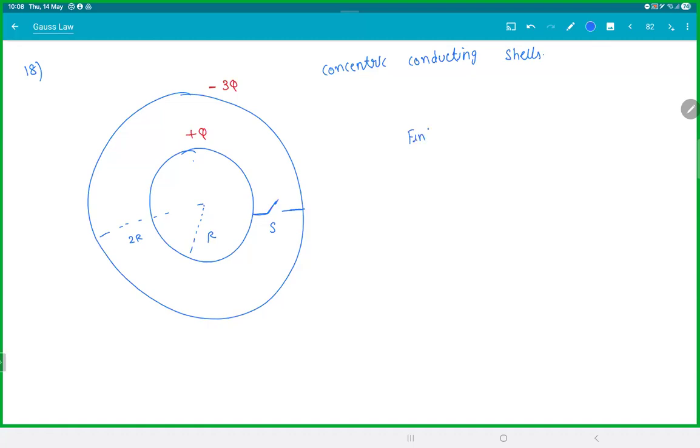Find the charge distribution before and after closing the switch. Before closing the switch, how will the charge distribution look like? Once you close the switch, how will the charge distribution look like? Think for a minute or two, then I'll show you the before thing and then I'll show the other one.